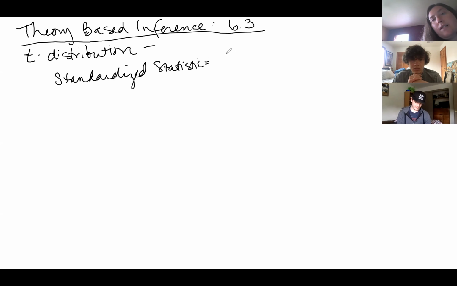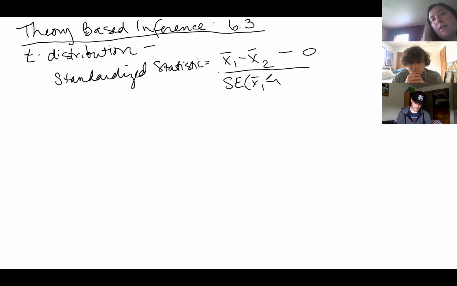To find our standardized statistic, we're going to use the statistic, the difference in means, minus the null again, which again is 0 because there is no difference in the true means. That's the assumption we're making. And then divide by our standard error for the difference in means. So that 0 represents the null then? Yep.